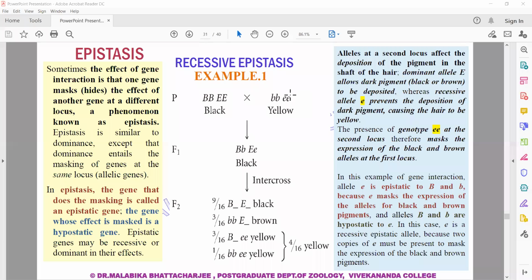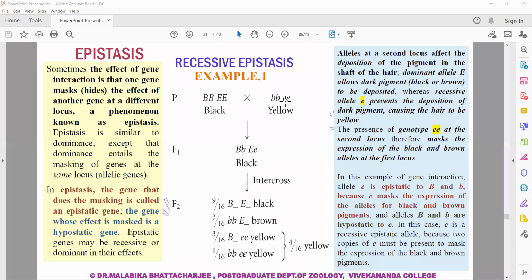So the presence of these two homozygous recessive alleles actually masks the effect of the small b or capital B or capital B small b combination. In other words, the presence of small e in homozygous condition in one locus is preventing the phenotypic expression of a gene or an allele set in another locus.